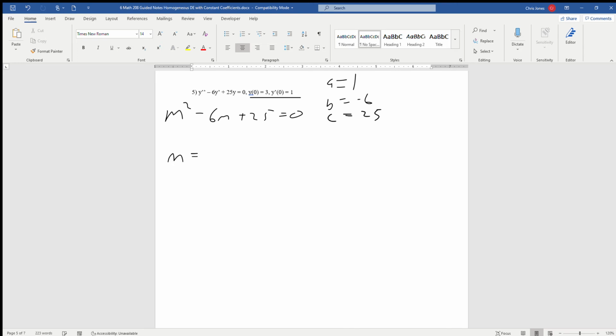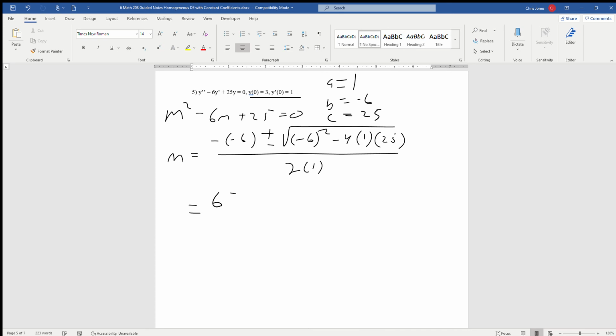So m is going to equal the opposite of negative 6, plus or minus the square root of negative 6 squared minus 4 times 1 times 25, and then we're going to divide all of that by 2 times 1. By computation, we get 36 minus 100, which is negative 64, divided by 2. And then clearly we're going to have a case 3, because when we simplify this, that becomes 6 plus or minus 8i divided by 2, or in other words, 3 plus or minus 4i. This means, because we have a complex solution, that we have a case 3.